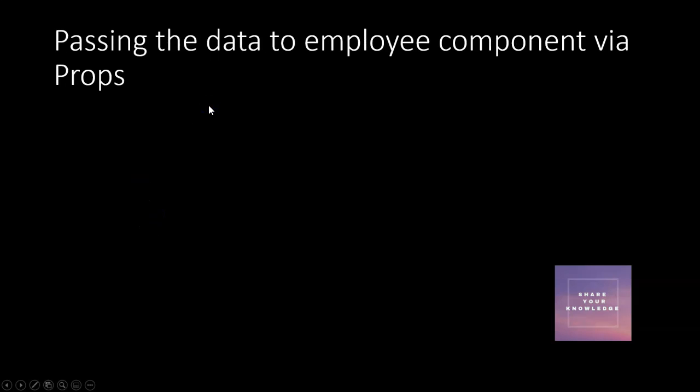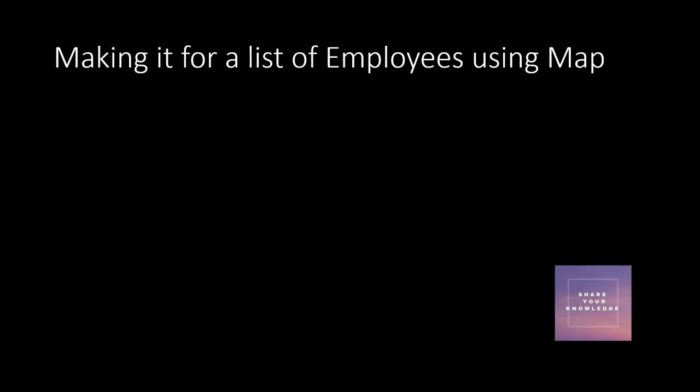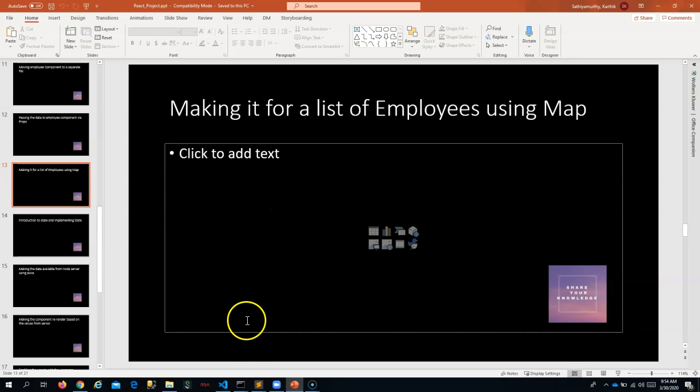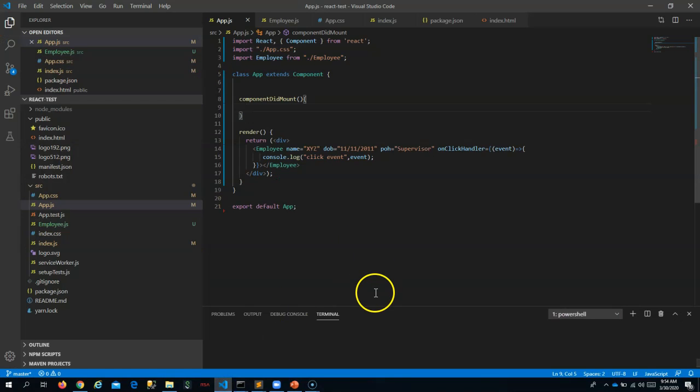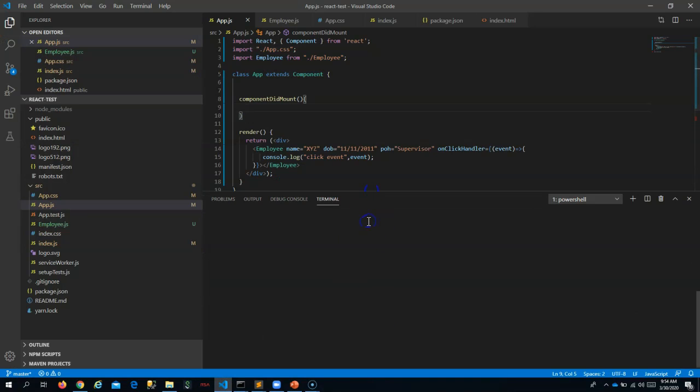So let's proceed with the next step, that is displaying a list of employees using map. Right now we just displayed a single employee functional component. So let us make it display a list of employees using map. So right now, let's move on to the project. If I start the project, you will see a single functional component. So let me make it a list of employees.